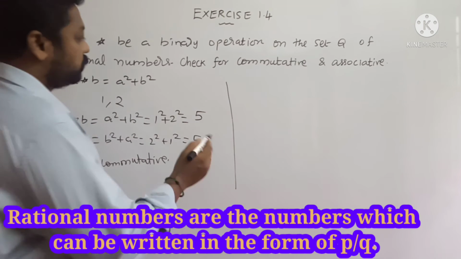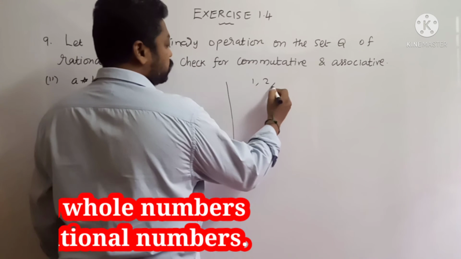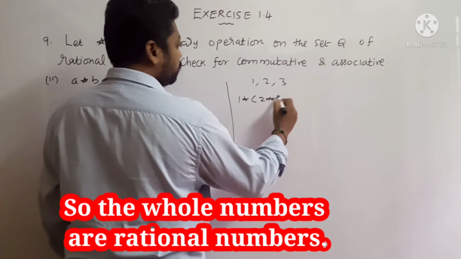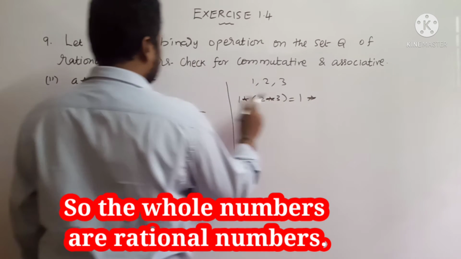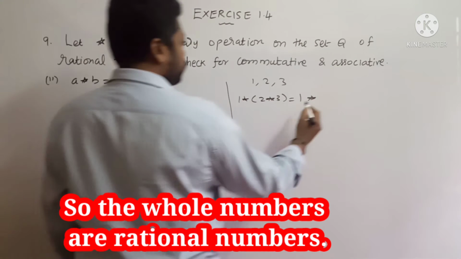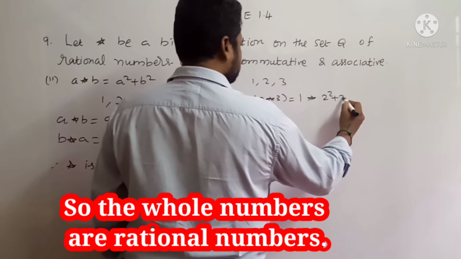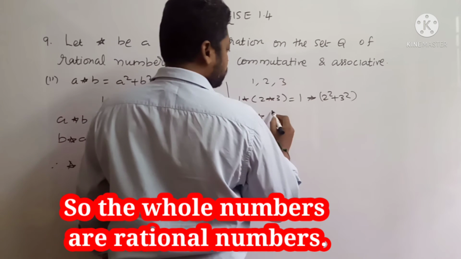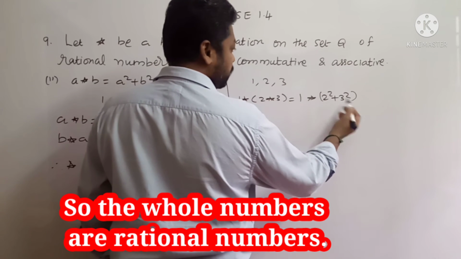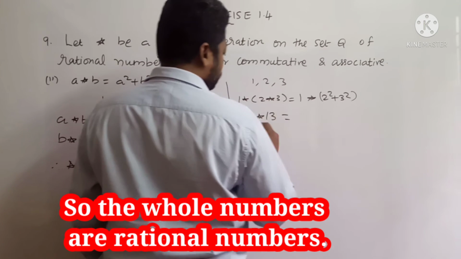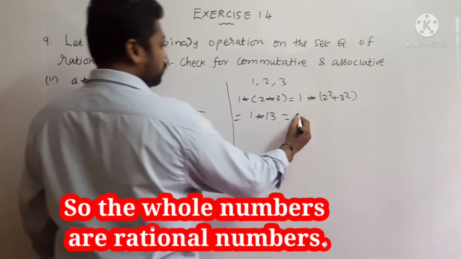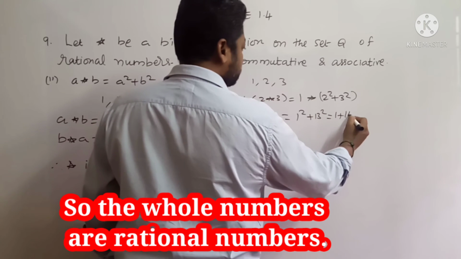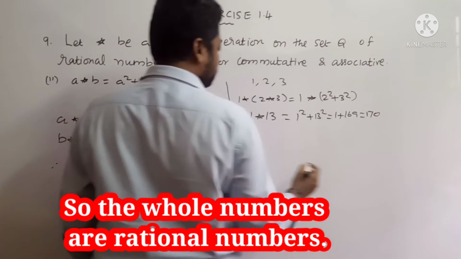Now let's check for the associative. So 1, 2, 3, that is 1 star, 2 star 3. Okay. So 1 star, what is 2 star 3? 2 square plus 3 square. So that is equal to 1 star, 2 square is 4, 3 square is 9, 9 plus 4, 13. So now 1 star 13, so 1 square plus 13 square. So 1 square is 1, 13 square is 169. So what we get? 170.